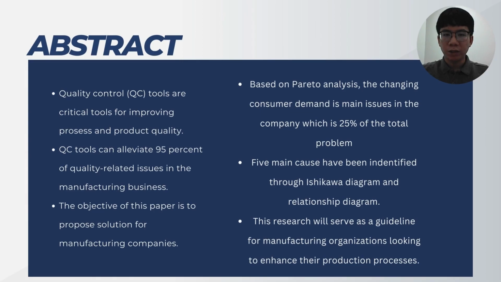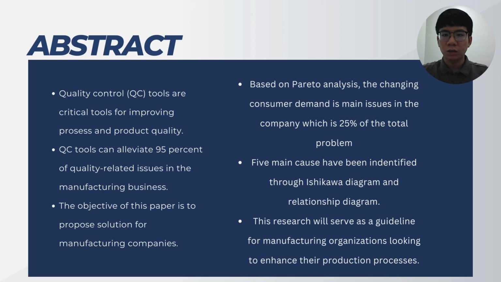Now I will present the abstract. The first is quality control, QC tools are critical tools for improving process and product quality. The next is QC tools can eliminate 95% of quality related issues in the manufacturing business. The objective of this paper is to propose a solution for manufacturing companies based on Pareto analysis.